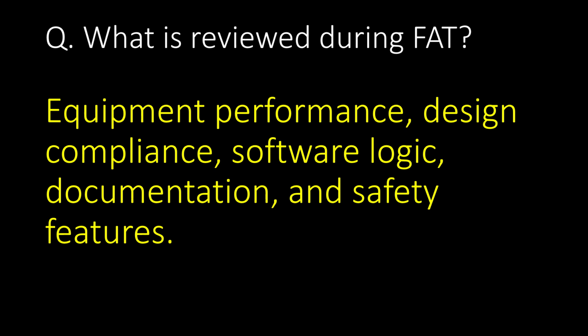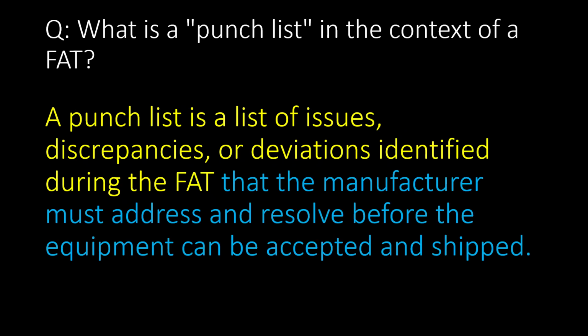What is reviewed during FAT? Equipment performance, design compliance, software logic, documentation, and safety features are reviewed during FAT. Very important question: what is a punch list in the context of a FAT? A punch list is a list of issues, discrepancies, or deviations identified during the FAT that the manufacturer must address and resolve before the equipment can be accepted and shipped.